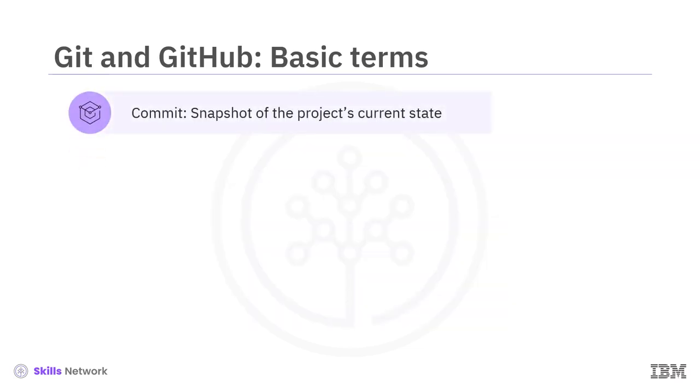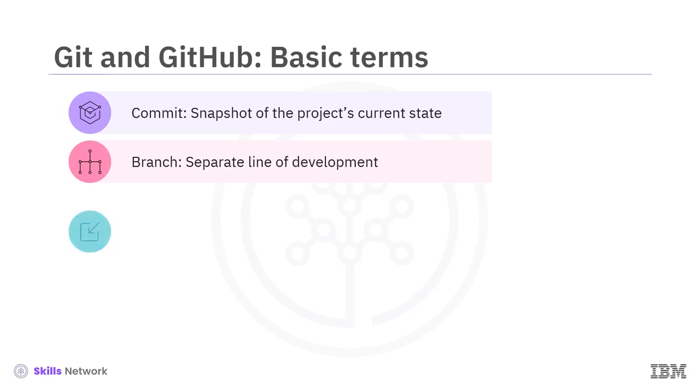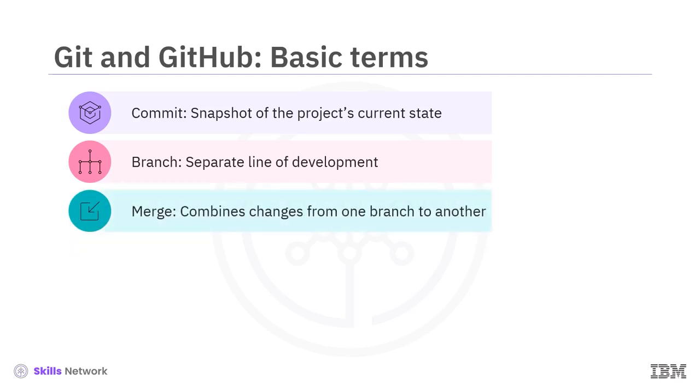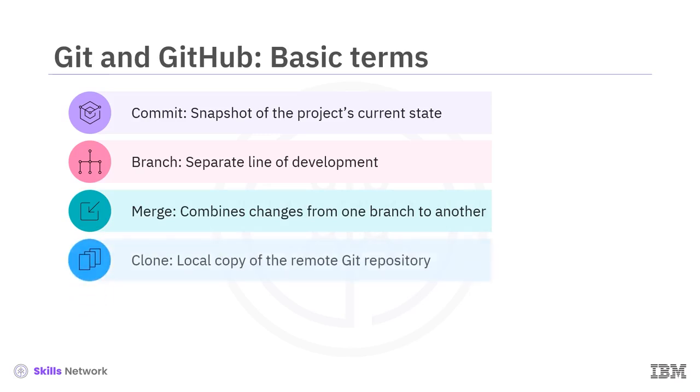A commit is a snapshot of the project's current state at a specific point in time, along with a description of the changes made. A branch is a separate line of development that allows you to work on features or fixes independently. Merging combines changes from one branch into another, typically merging a feature branch into the main branch. Cloning creates a local copy of a remote Git repository on your computer.